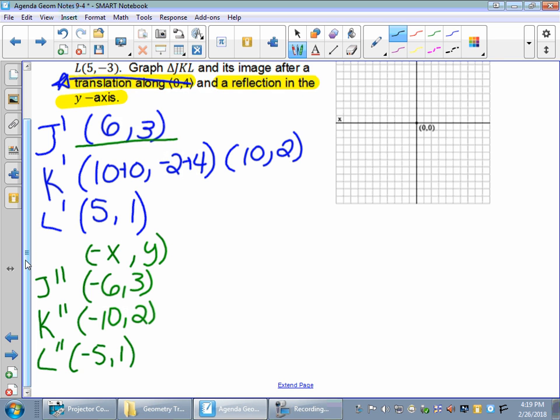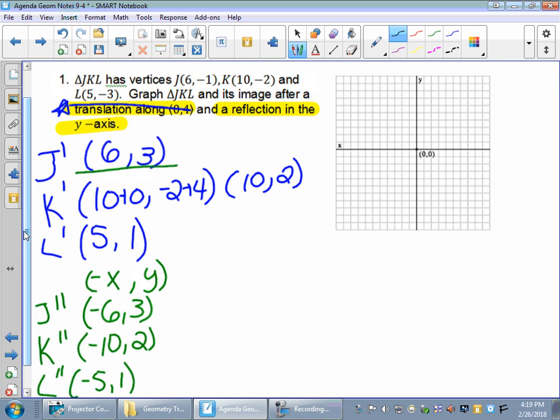Of course, I'm going to scroll back up here a little bit so I can see those original points. If I was to graph all of these, I can go and graph my regular original figure. It would look something like this, with this being my L, K, and J. Hopefully yours looks a little bit neater on the paper than mine does up there.